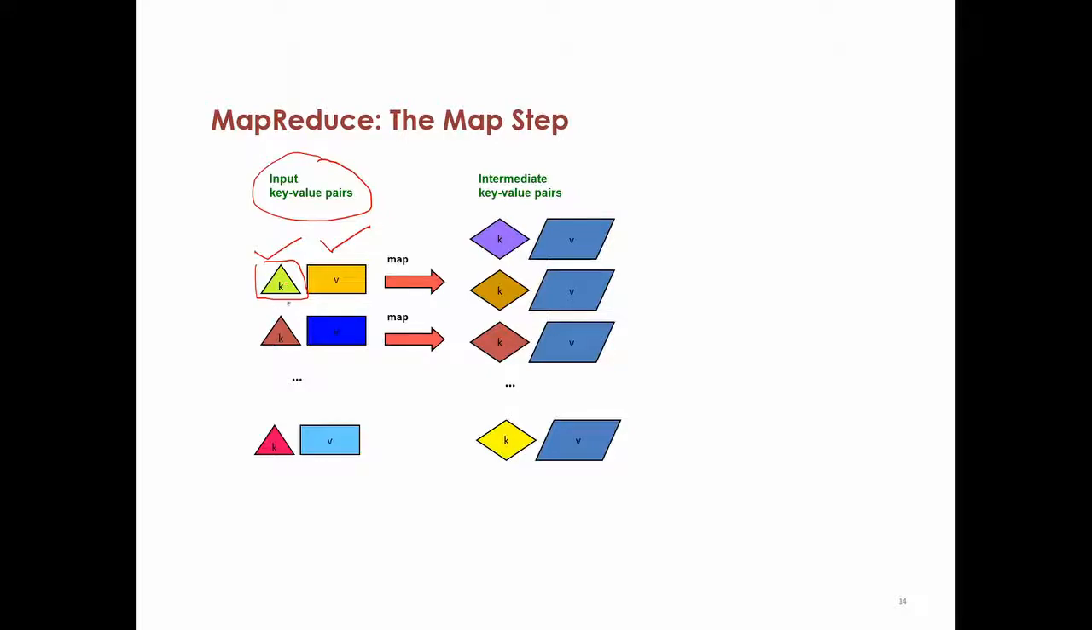But nonetheless, in general, a mapper takes a key value pair as input, and this combination of key value pair is called a record, and it produces zero or more key value pairs as output. Okay, so this is the format of a mapper in the map step.